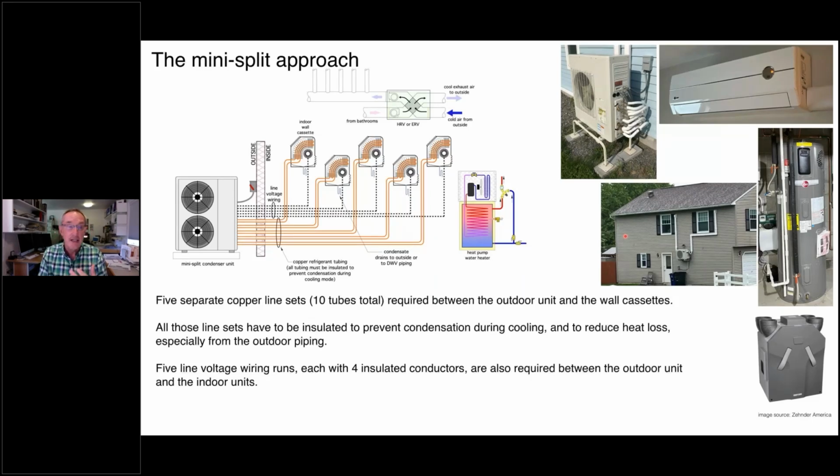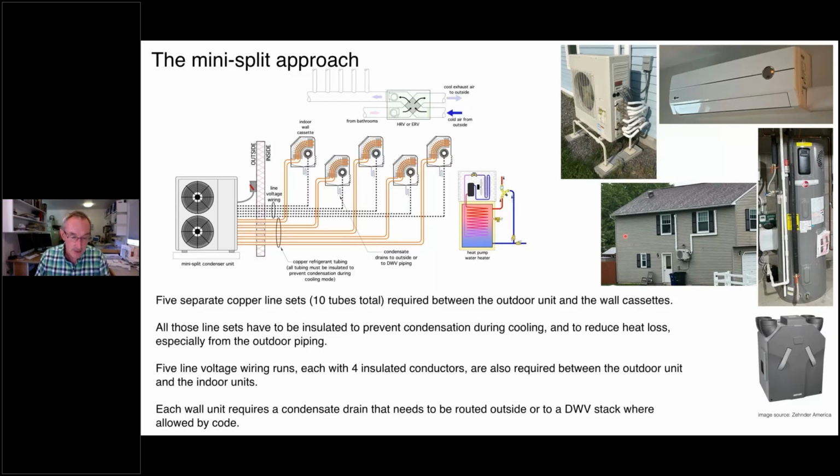So that is a solution. That is a workable solution. But is it an optimal solution, or is it competitive with other solutions? So again, final point, each of the wall units has to have that condensate drainage system provided for it as well.